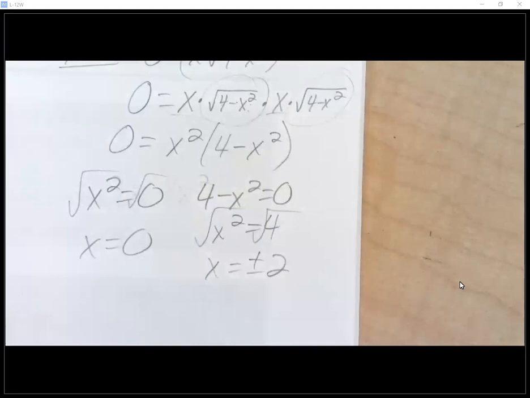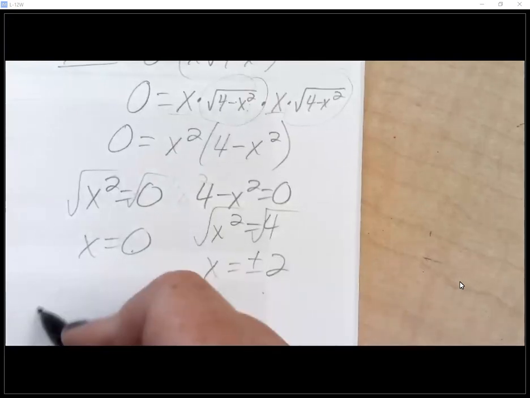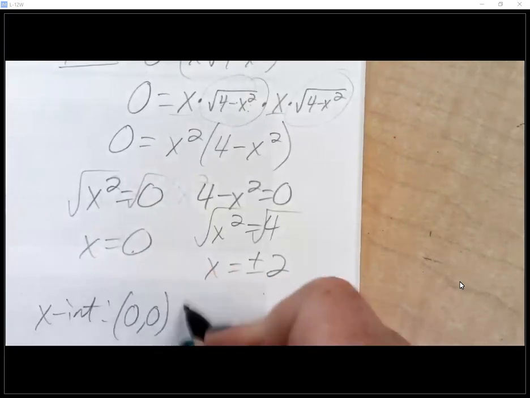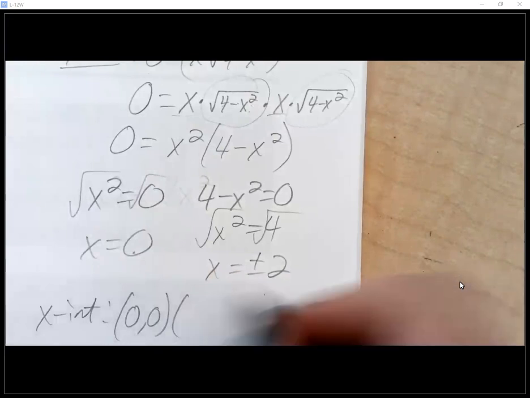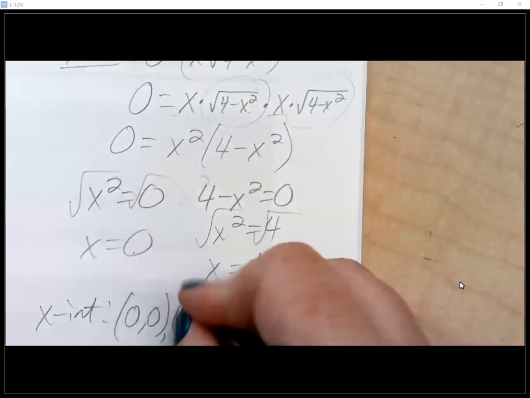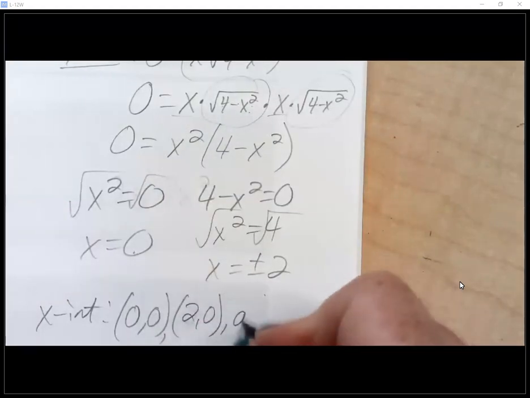Okay, so this one appears to cross the x-axis. I've got it at 3 times. And so getting 0 as one of my solutions counts. So that's going to cross at 0, 0, should be crossing at the origin. And it's also going to cross at +2 and -2. So my X intercepts here would be 0, 0; 2, 0; and -2, 0.